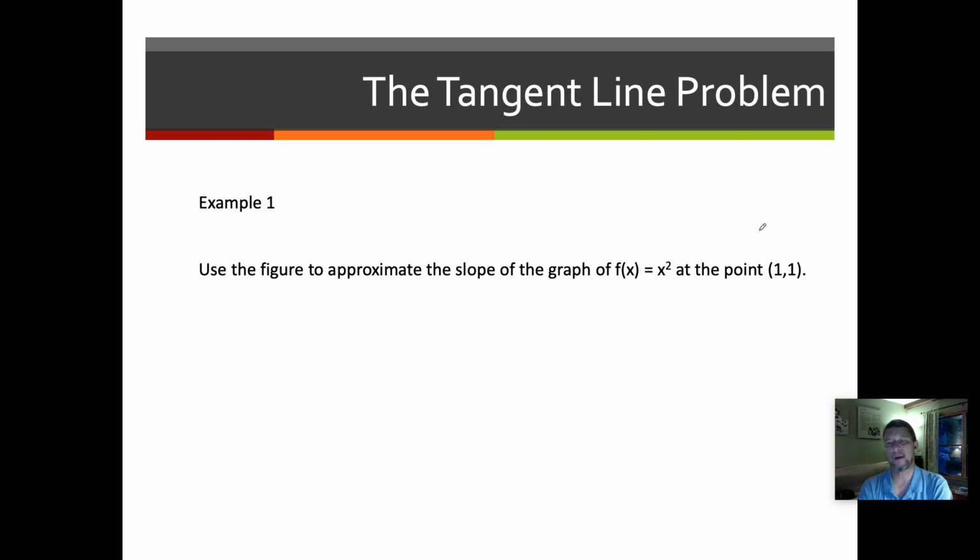We know that the graph of f of x equals x squared is a parabola. So a big old U shape, with the open side of the U facing upward. What we want to do in this case is find the slope of that graph at the point 1, 1. So how do we go about this? Well, first and foremost, let's actually draw that graph.